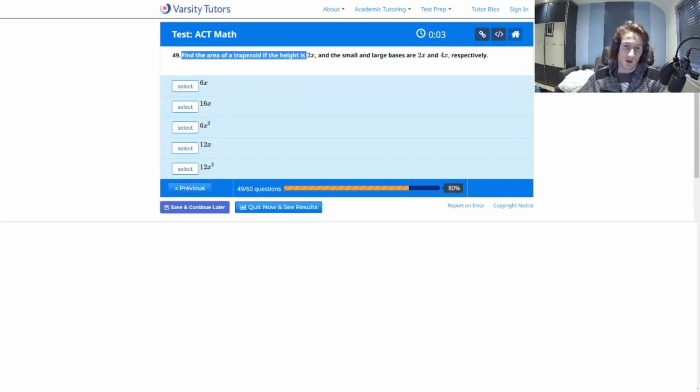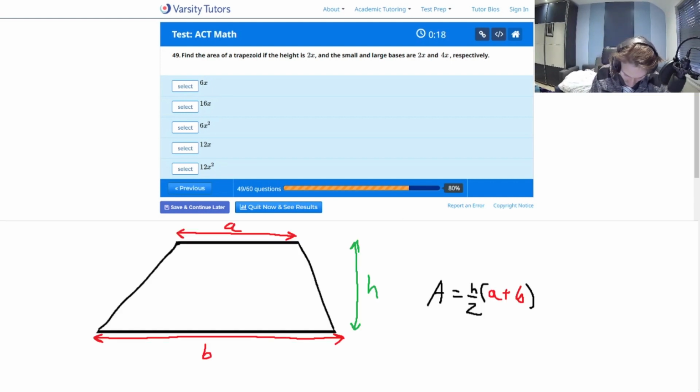An area of a trapezium, if its height is 2x and its small and large bases are these respectively. This is how you work out the area of a trapezium: 1/2 (A plus B) times the height. So yeah, I forgot to divide by 2 in my commentary, so whoops, there goes my bragging rights. But I get the question right.